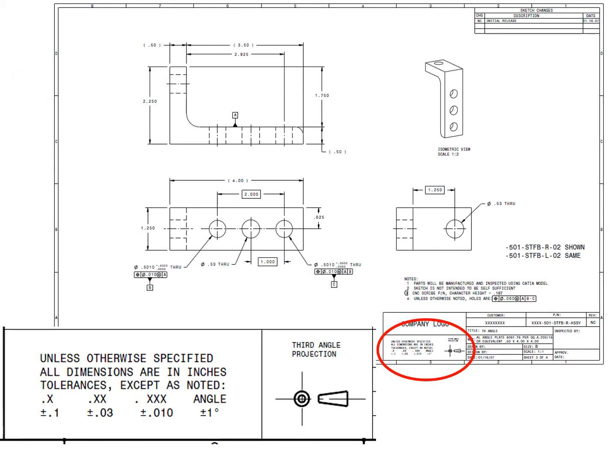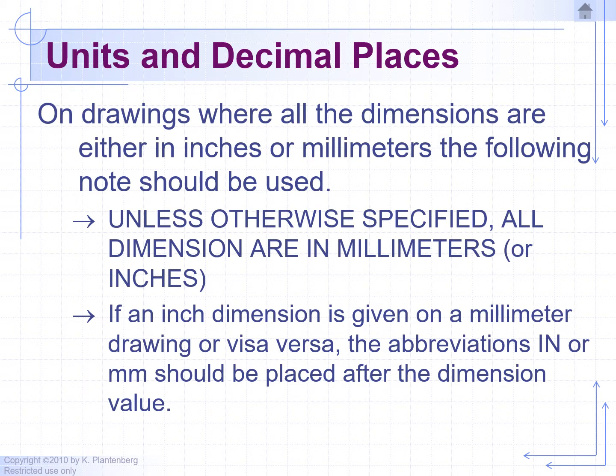Next slide. Okay, so you have to always call out which type of units you are using in your drawing, as we pointed out in the previous slide. On drawings where all the dimensions are either in inches or millimeters, the following notes should be used. So we saw it in the title block. Unless otherwise specified, all dimensions are in millimeters or inches.